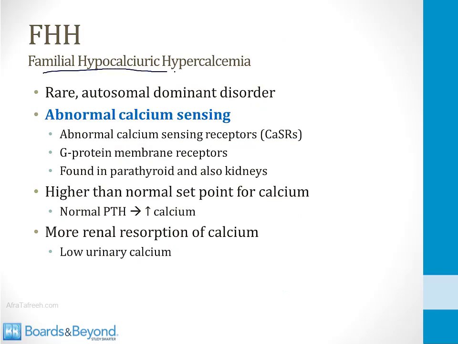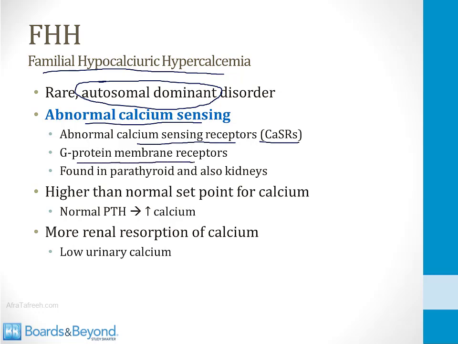FHH is familial hypocalciuric hypercalcemia. This is a rare autosomal dominant disorder that tends to run in families, and it's caused by abnormal calcium sensing. There are abnormalities in this disorder of the calcium sensing receptors, or CASRs, that we talked about before in the parathyroid gland. These are G protein membrane receptors, and a number of abnormalities have been described in the different components of the receptor.